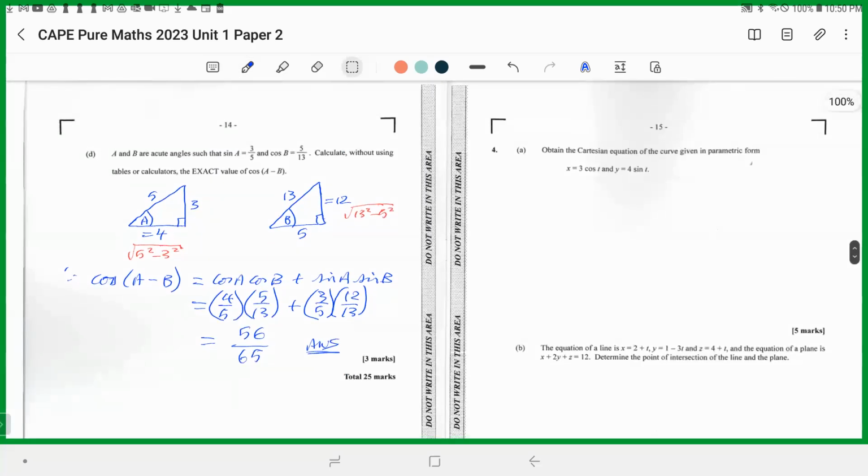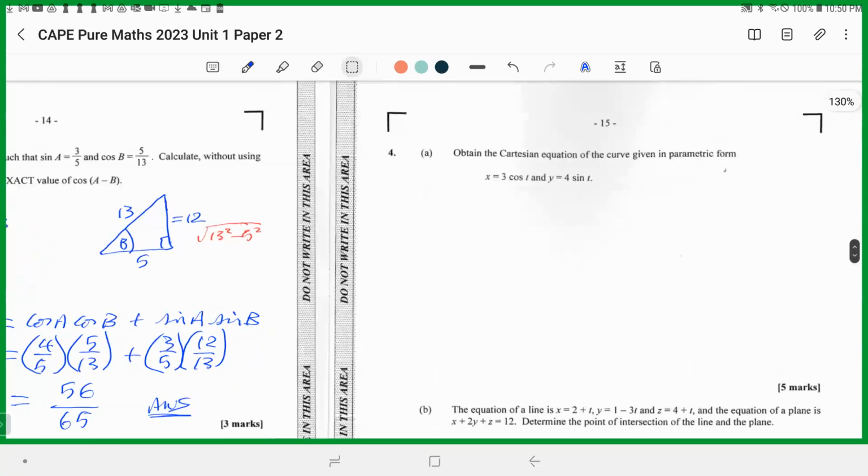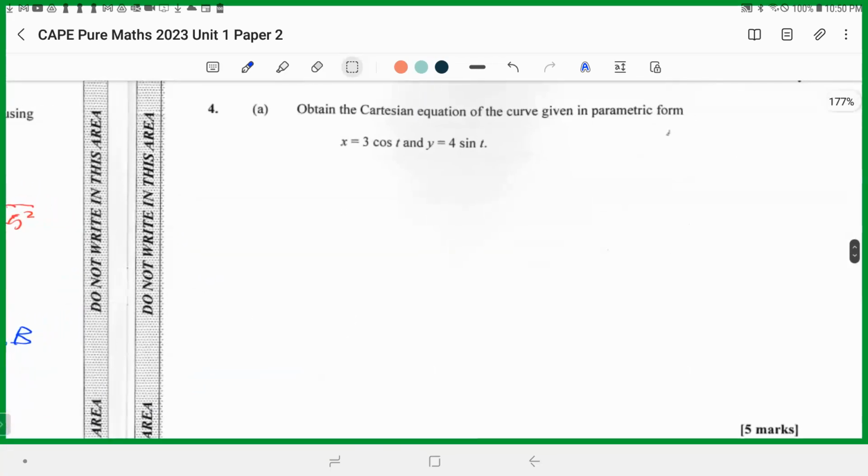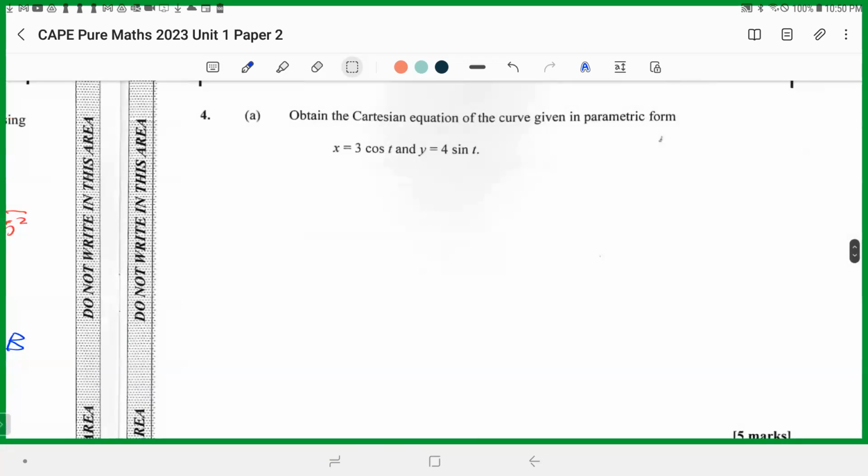All right, number 4 now. So they give us 2 parametric equations here. Typical question. They want us to obtain a Cartesian equation. So we have to use a trig identity that says sine squared plus cos squared equals 1. From this one, you can see that the cos of t is going to be x over 3. From this one, the sine of t is going to be y over 4.